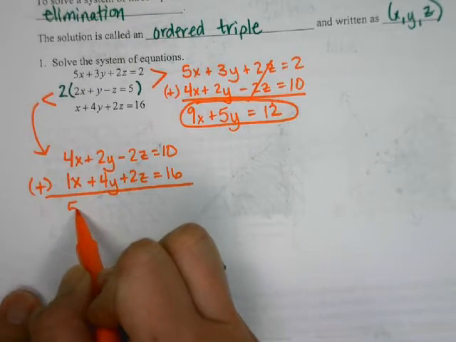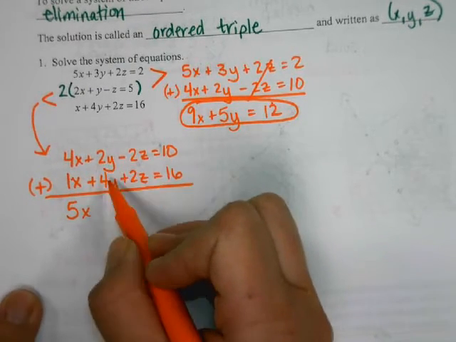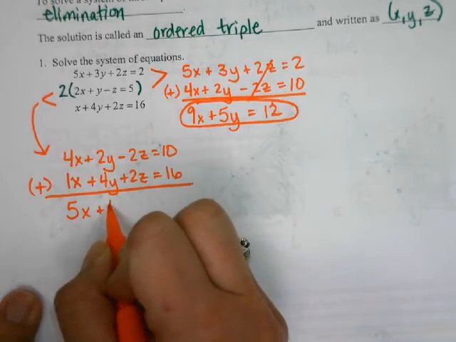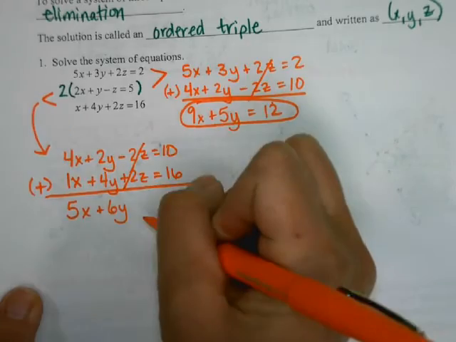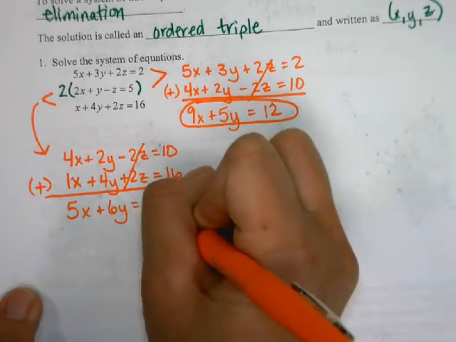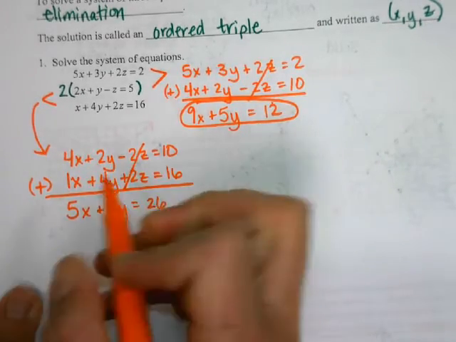Good question. Okay, I'm going to add those two guys together. 4x plus 1x is 5x. 2y plus 4y is 6y. The z's canceled like I wanted them to. And I get 26. Circle it.